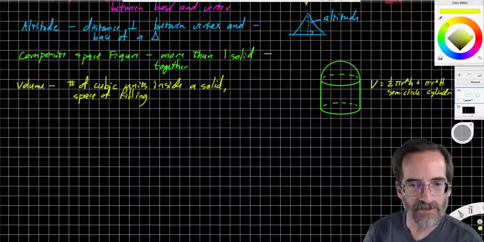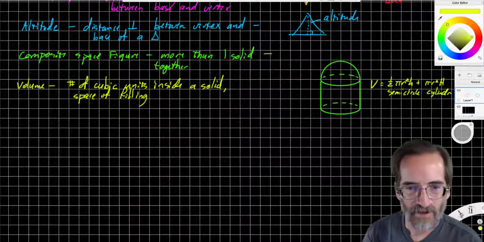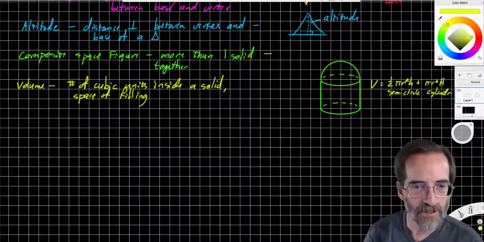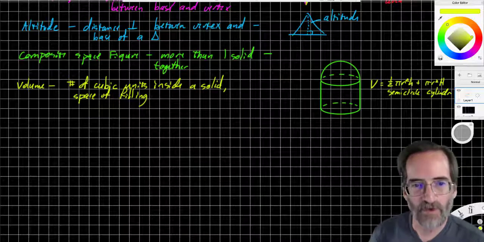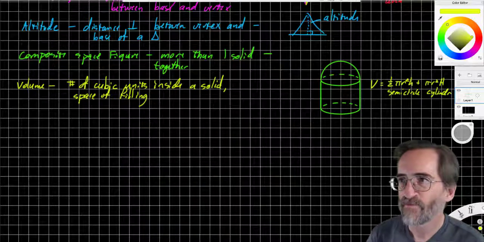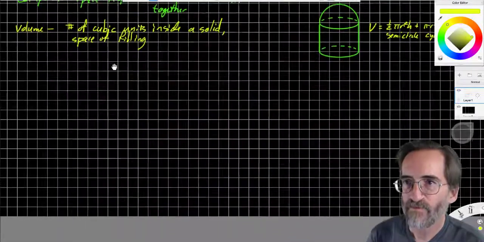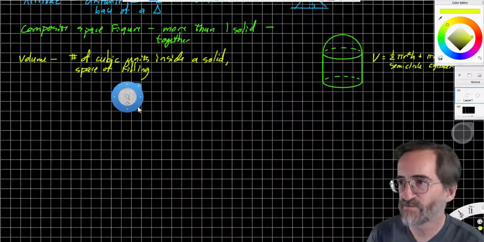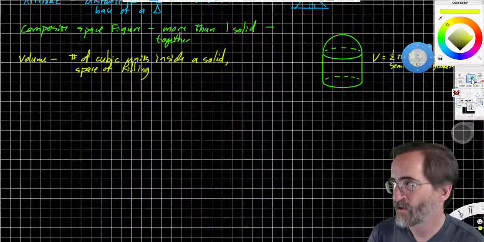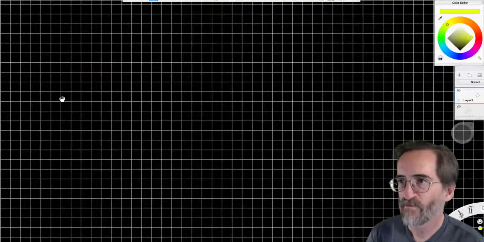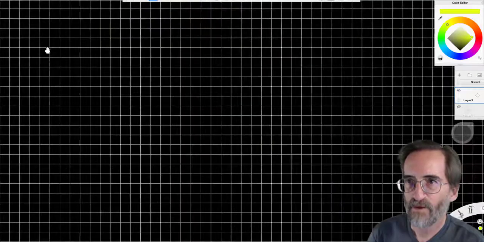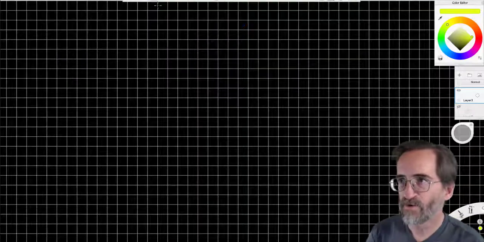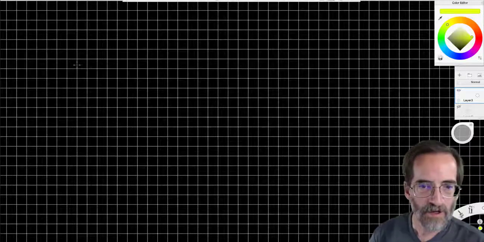Volumes of pyramids and cones, lesson 5. No new words. Surface area and volumes of spheres, lesson 6. Okay, we got a lot of words that deal with spheres. Well, looks like we're out of space here, so I'm going to go to a new slide. Lots of words in this unit. Okay. All right, sphere.